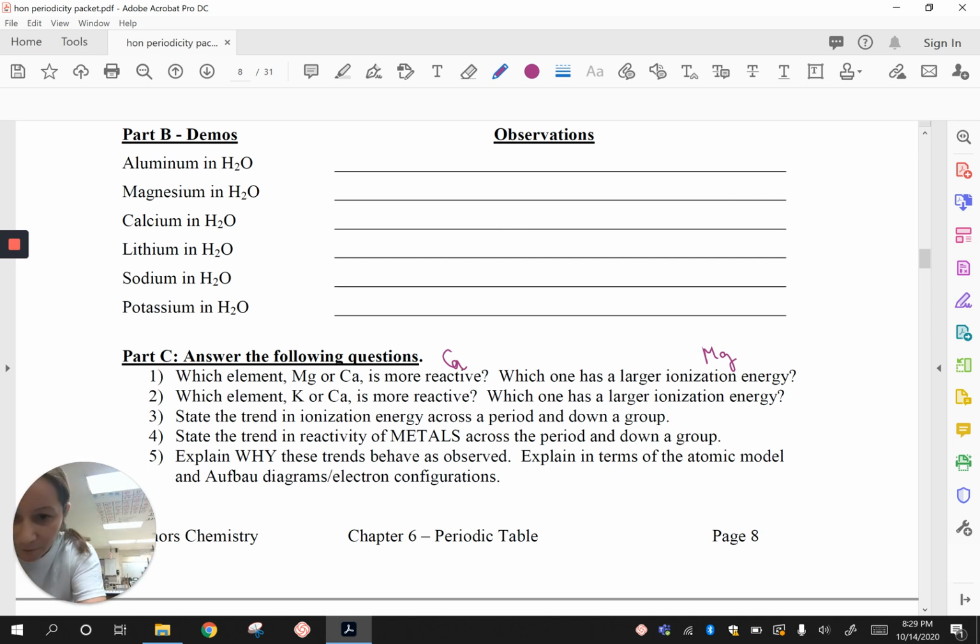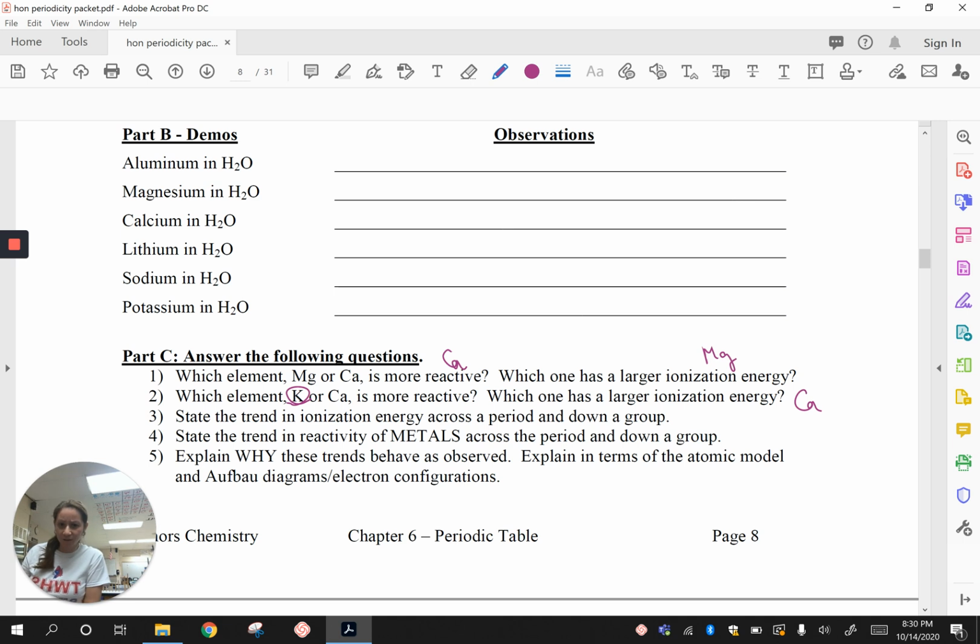And so potassium is definitely more reactive than calcium. And then the next question, which one has the larger ionization energy? Well, the one that has a larger ionization energy, that means I have to put in a lot of energy to get it to lose the electron. So it's harder to get it to lose the electron. And so it's less reactive, hard to get it to lose. And so that would be my calcium here.